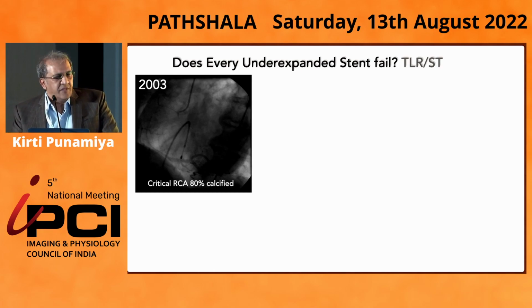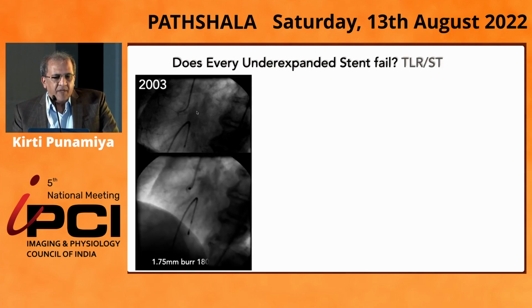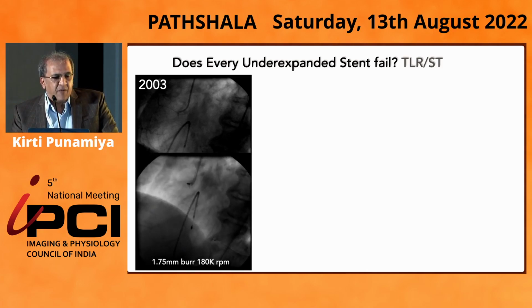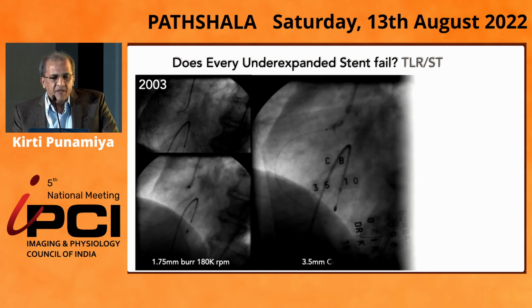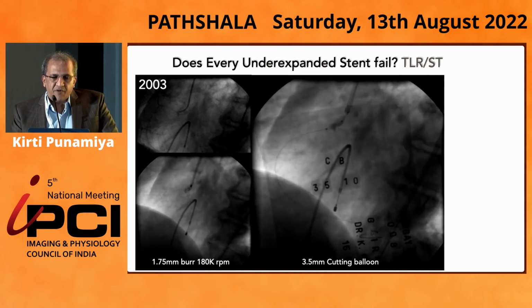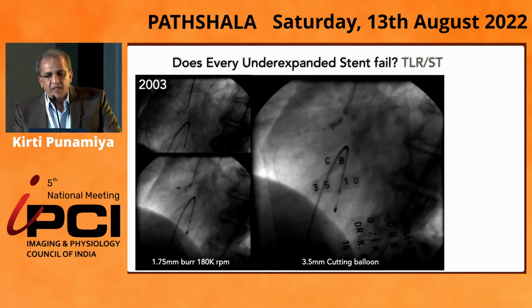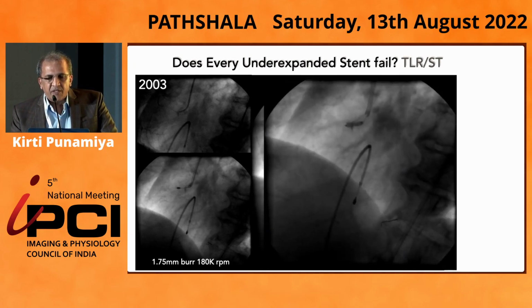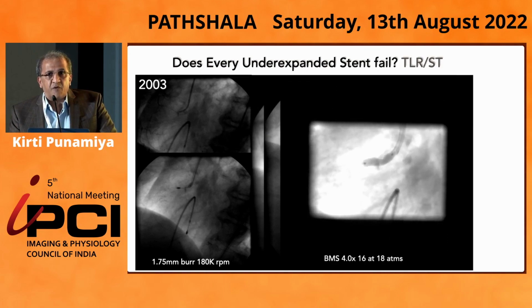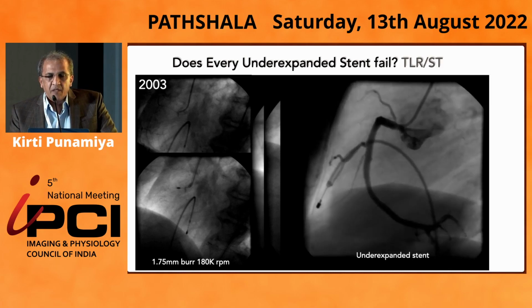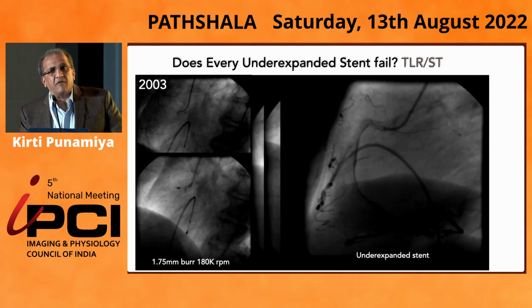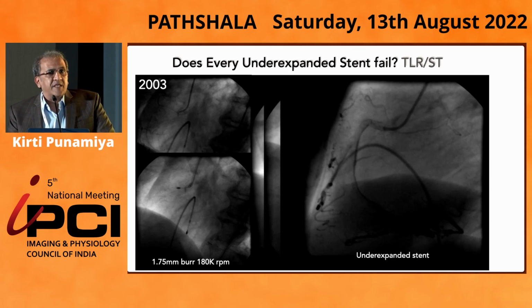So this is a case which was done in 2003, a right ostium, and we did a 1.75 rotational atherectomy. Following that, we used a conventional 3.5 cutting balloon in those days at high pressure. You can see that the cutting balloon fails to expand. The stent, you can see the severe indentation at 18. Those are the days of the bare metal, and this is a bare metal stent. And anyway, this is the result we got, severely underexpanded, almost half the size of what we had expected.